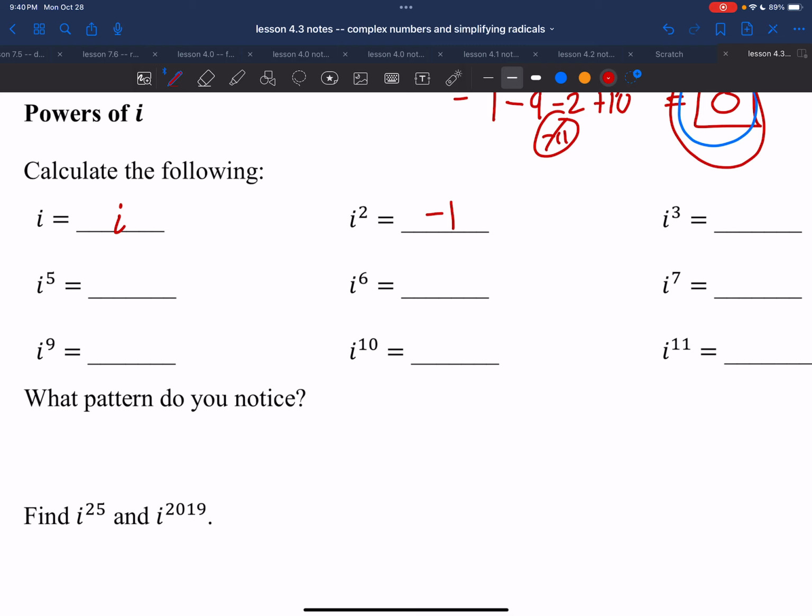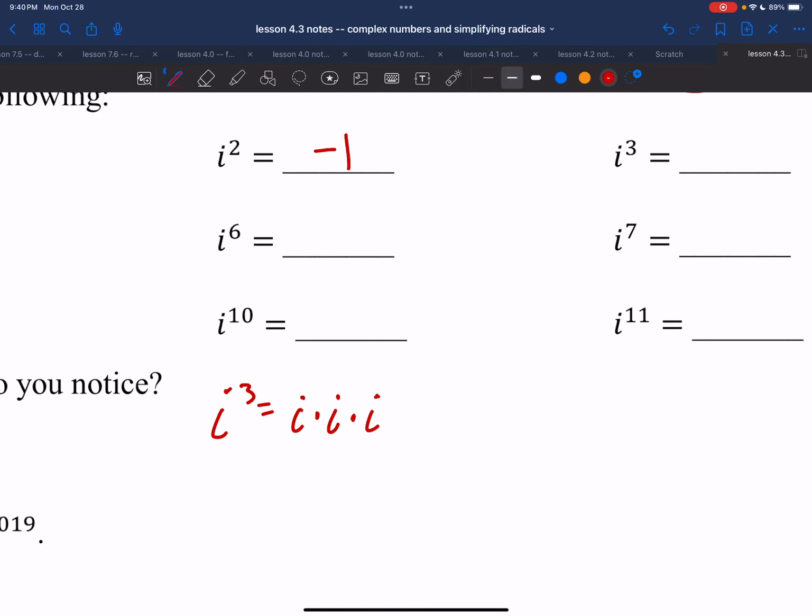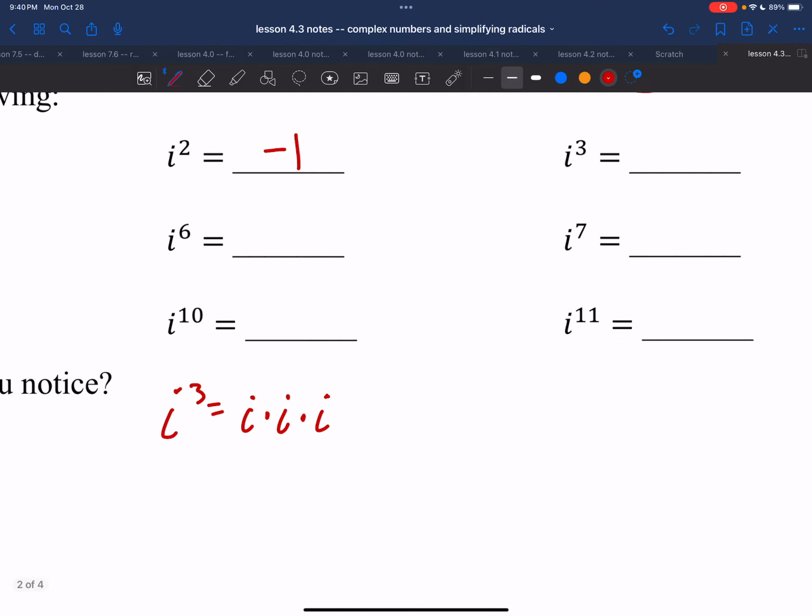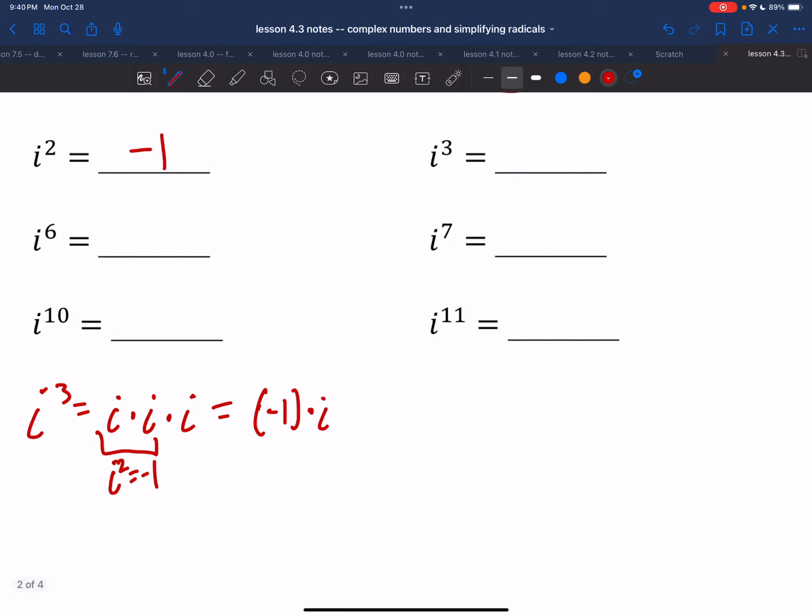But now let's take a deeper look at the powers of i. What does it mean to do i cubed? That means i times i times i, right? It's 3 i's multiplied together. Well, on the previous one, we actually just saw that i squared was -1. So that's i times i times i, so that's 2 i's, which makes a -1, times an i. So -1 times i means it's just -i.